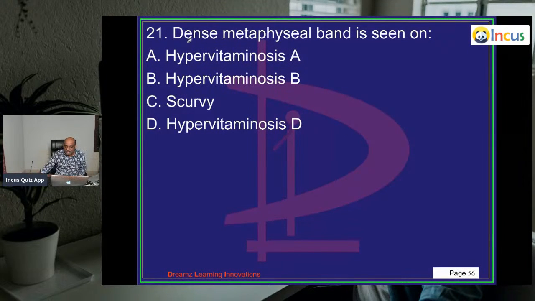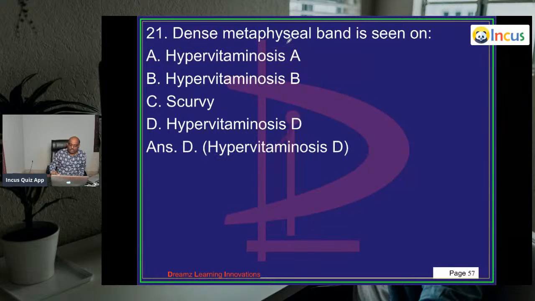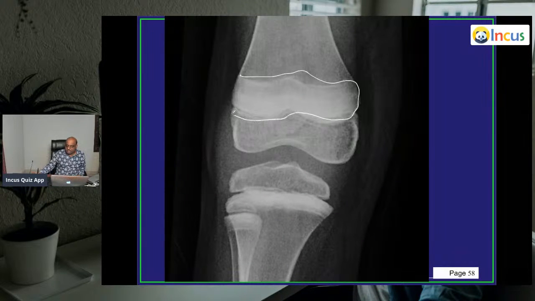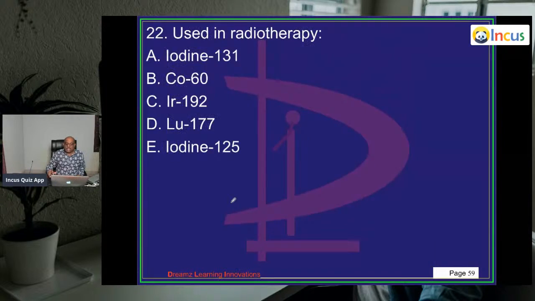Metaphyses become very dense. So the dense metaphyseal bands, where do we see them? In hypervitaminosis D, you see a dense metaphyseal band, is what you have to basically remember. So this is a classical question.